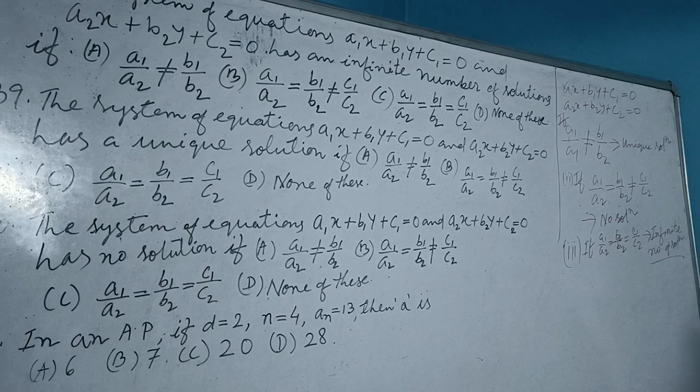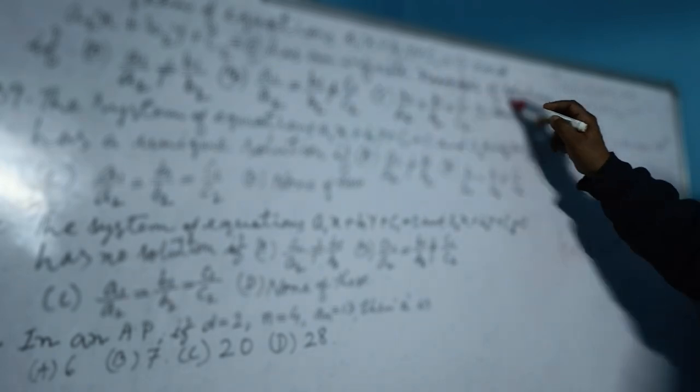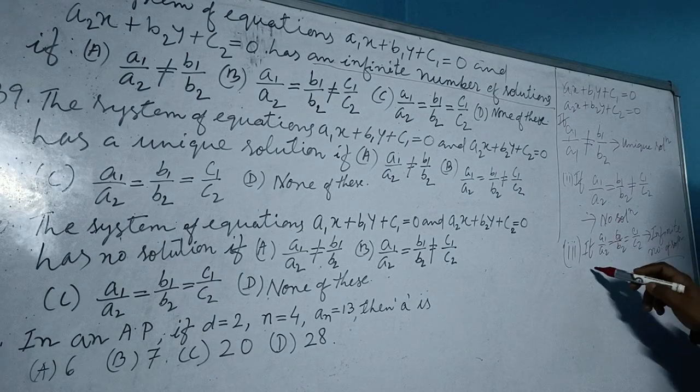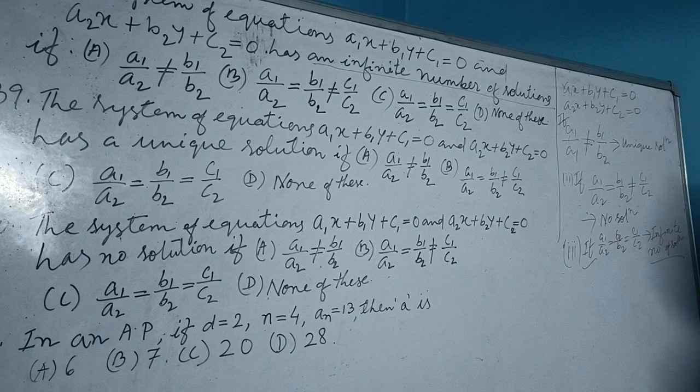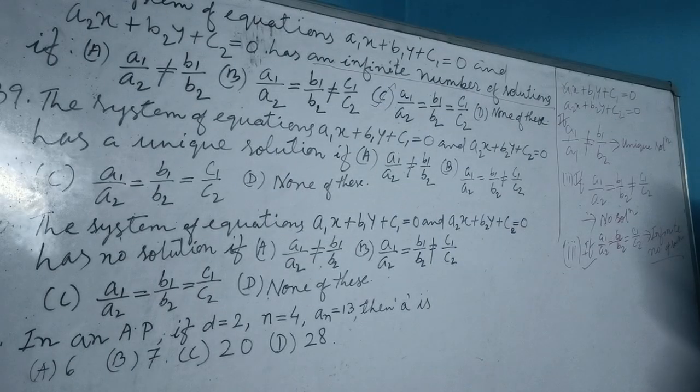Clear? Now here they ask for an infinite number of solutions, so what condition should be satisfied? You have seen the third condition: a1 by a2 is equal to b1 by b2 is equal to c1 by c2 for this pair of equations. So option C will be the answer.